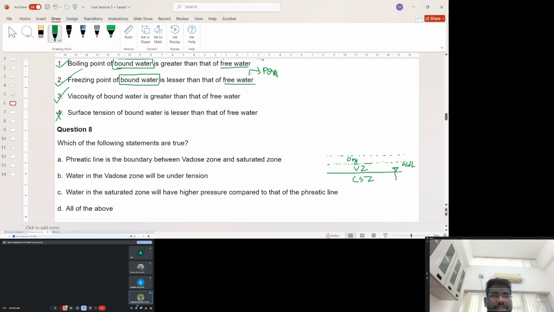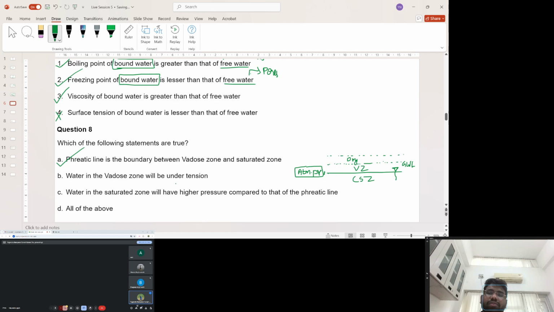Now the phreatic line differentiates Vadose zone and saturated zone, and the characteristic of this phreatic line is that the water at this line exists at atmospheric pressure. This is the main characteristic of the phreatic line. The pore pressure at the phreatic line will be equal to atmospheric pressure. So as far as this is concerned, option A is right.